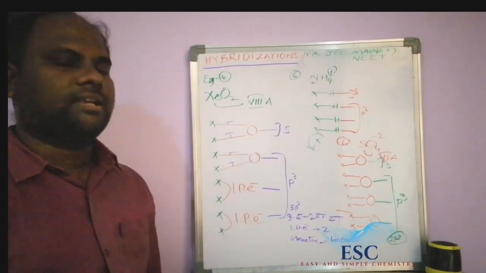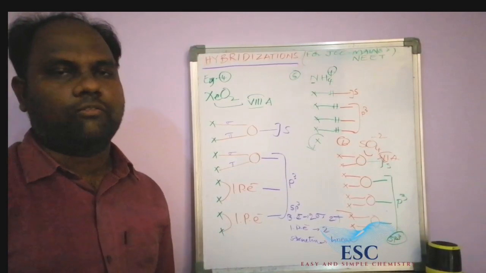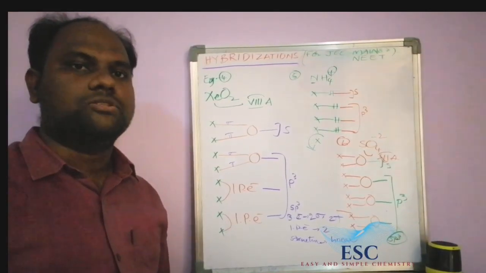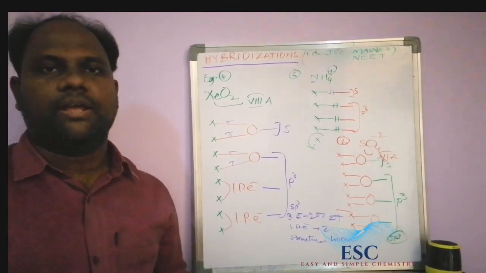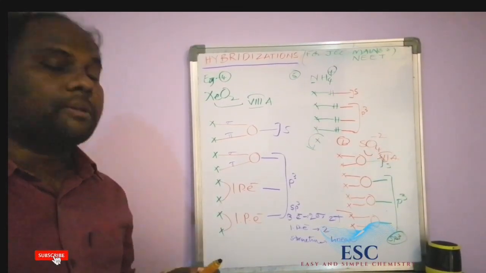That's why we can easily learn about all the molecular formulas, even ions. So this is the easy way to explain the hybridization of inorganic compounds, especially p block elements.